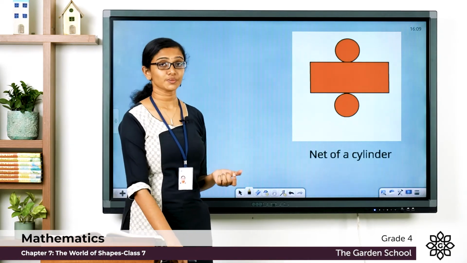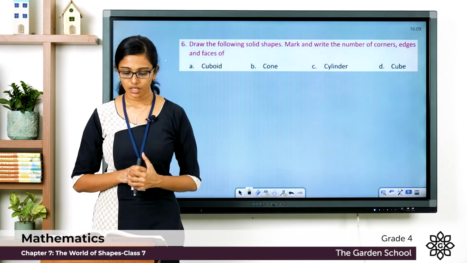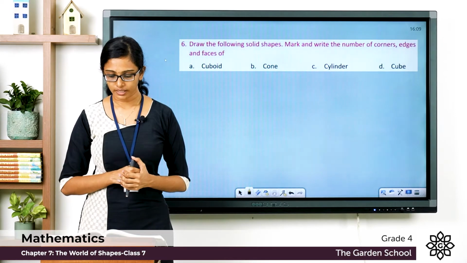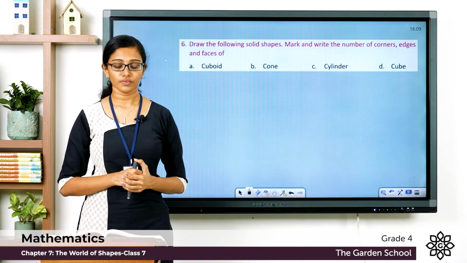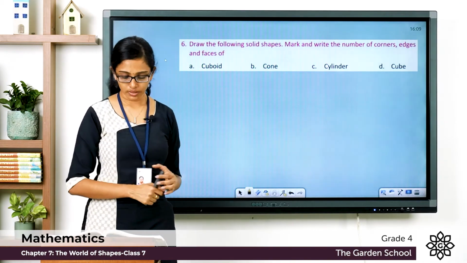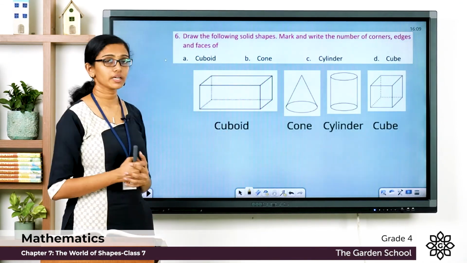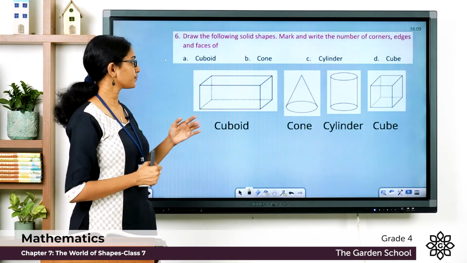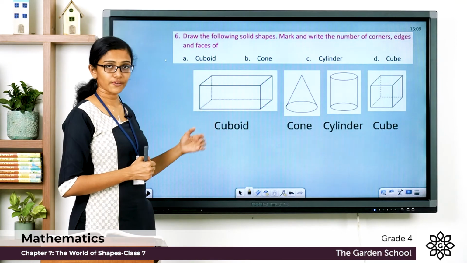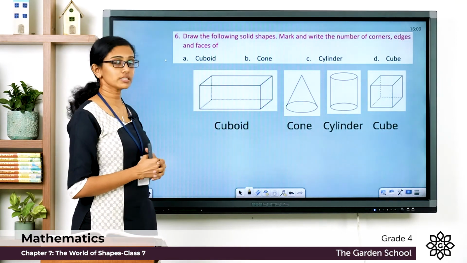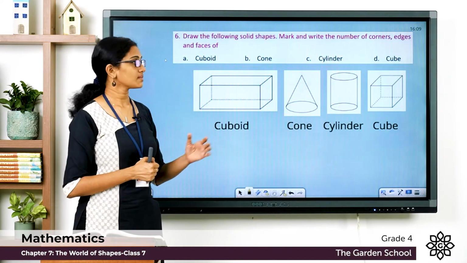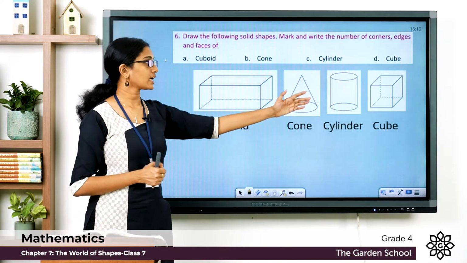Now, let's move on to the next question. Question number 6. Draw the following solid shapes. Mark and write the number of corners, edges and faces of cuboid, cone, cylinder and cube. Let's have a look at these shapes. Here you have the cuboid, and you see how many faces are there for the cuboid. It has got 6 faces, 12 edges and 8 vertices or corners. Similarly, you can see the cone, cylinder and cube here.